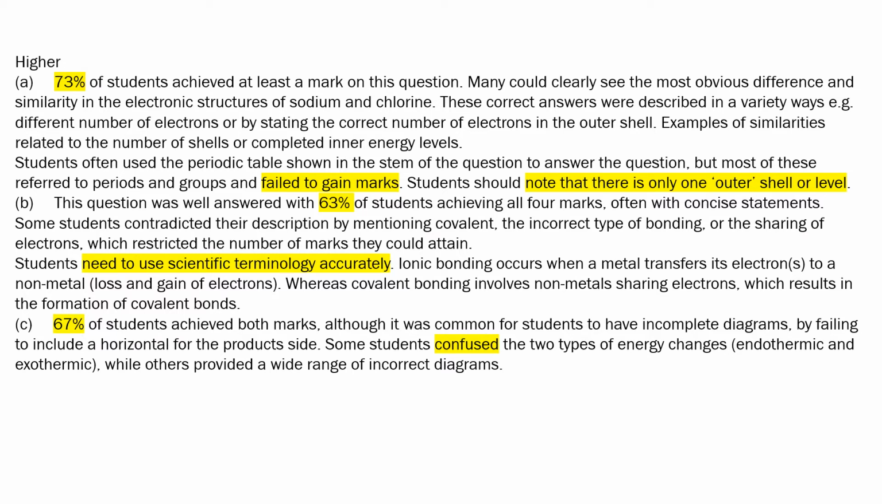Students need to use scientific terminology accurately. So this statement again, ionic bonding occurs when a metal transfers its electrons to a non-metal. So it's the loss and gain of electrons, or in other words, electron exchange or electron transfer. Whereas covalent bonding involves nonmetals sharing electrons, which results in the formation of covalent bonds. So you really need to know the difference between those two.